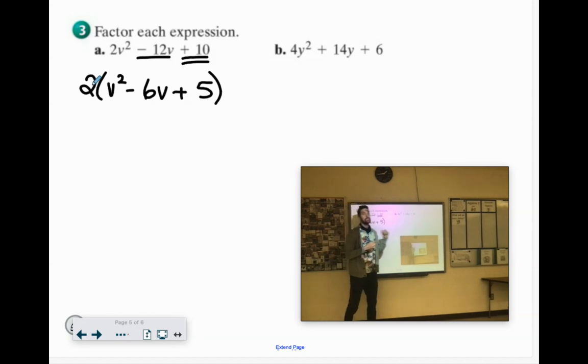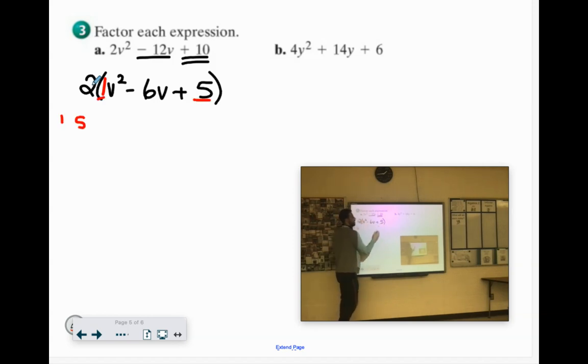Now, if you look at what's inside, that's like our old way of factoring. When you have our a, which is the number in front of the v squared, as a 1, then you can just look at the last number, right? Factors of 5. 1 times 5, that's it. Or you can still do it our new way.